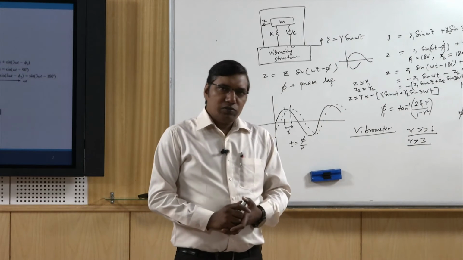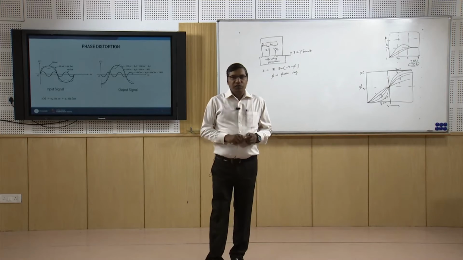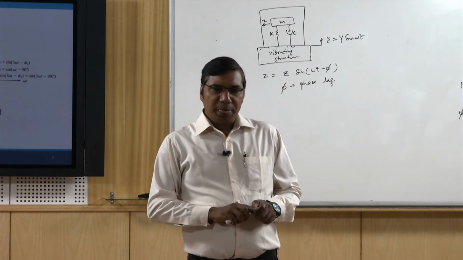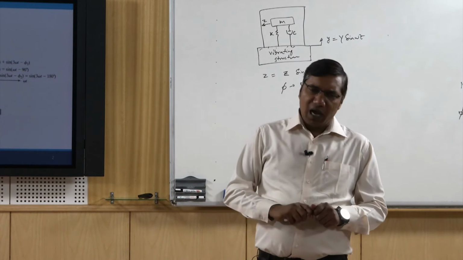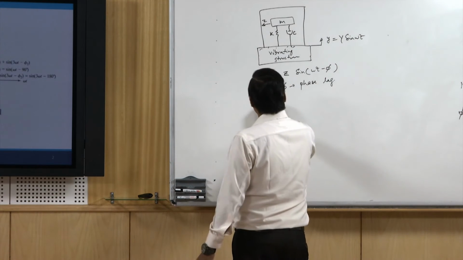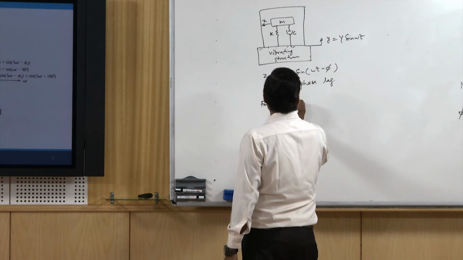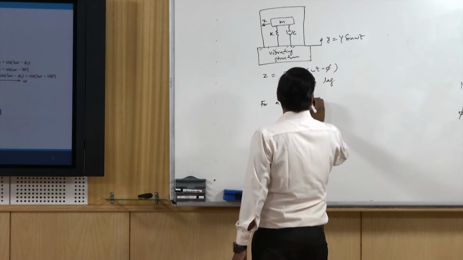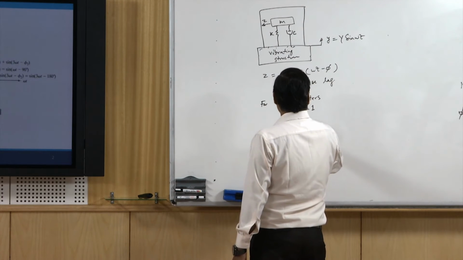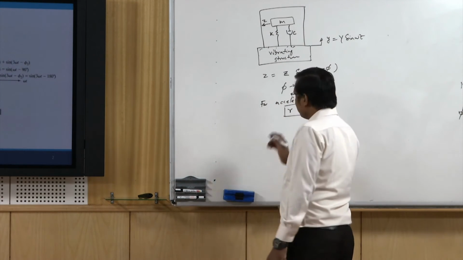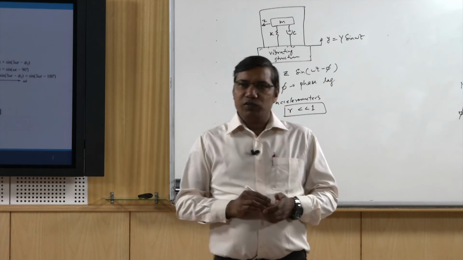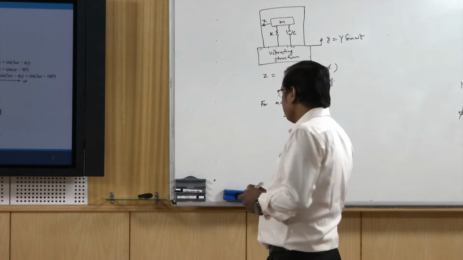Now what happens to accelerometers? As we know, accelerometers are widely used and their operating ranges are much less than 1. So for accelerometers, r is much less than 1, and so in this case we can't avoid having a phase of 180 degrees.